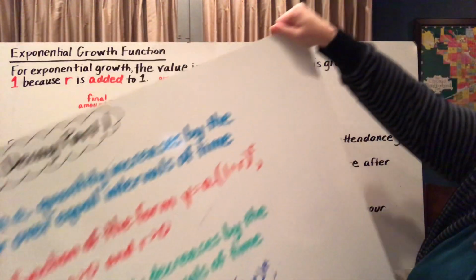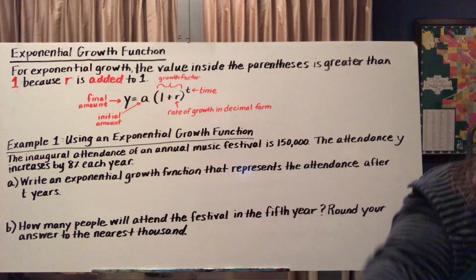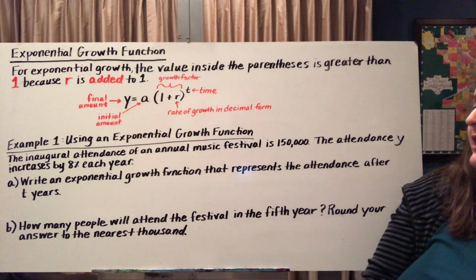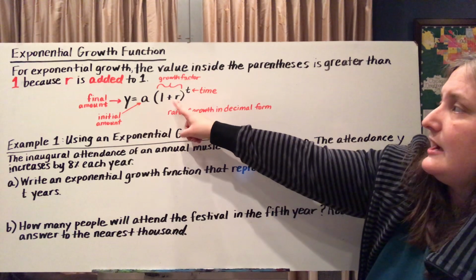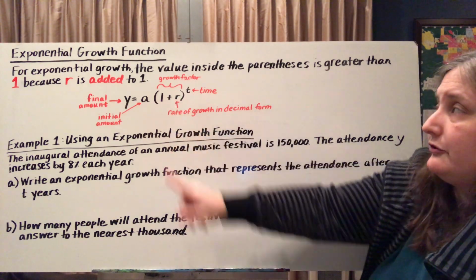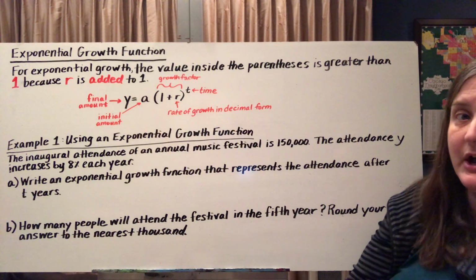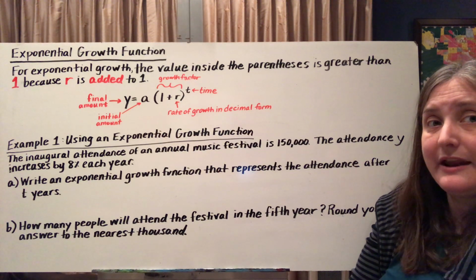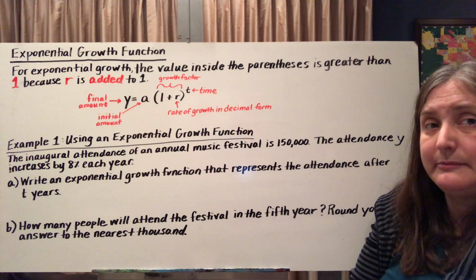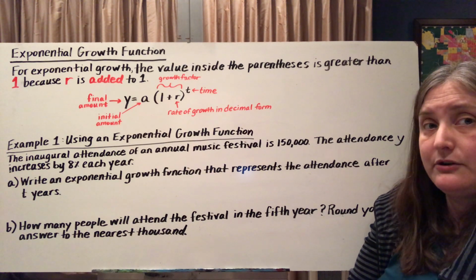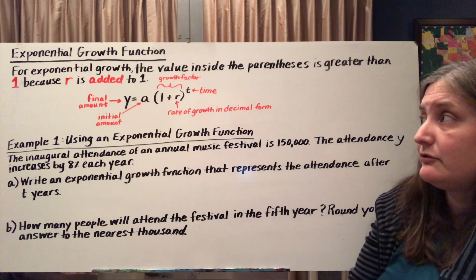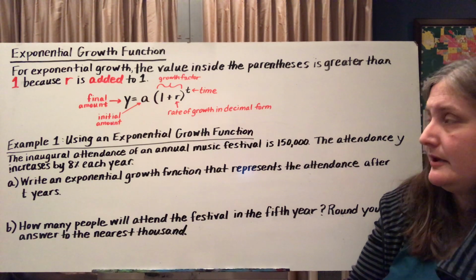Let's take a closer look at exponential growth. For exponential growth, the value inside of our parentheses, which is called our growth factor, has to be greater than 1 because your r value is being added to 1, and since the r value has to be greater than 0, anything greater than 0 plus 1 is going to be greater than 1.